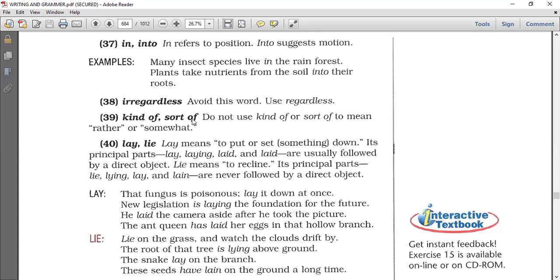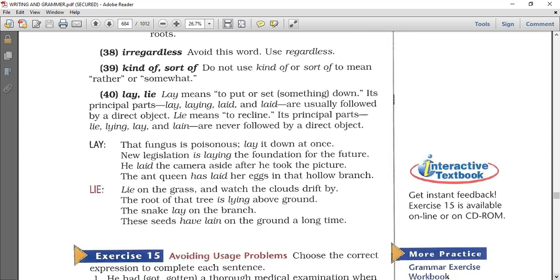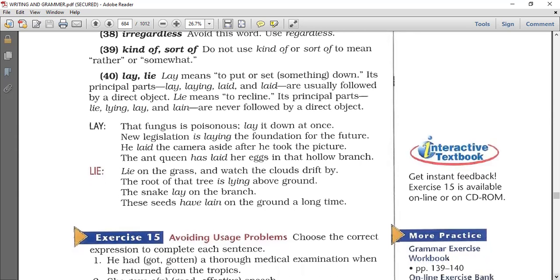Kind of, sort of. Do not use kind of or sort of to mean rather or somewhat. I'm kind of tired. It's very common in spoken English nowadays. He's sort of crazy. Never use it in this way. Use somewhat: I'm somewhat tired, or I'm rather tired. Don't use kind of or sort of.